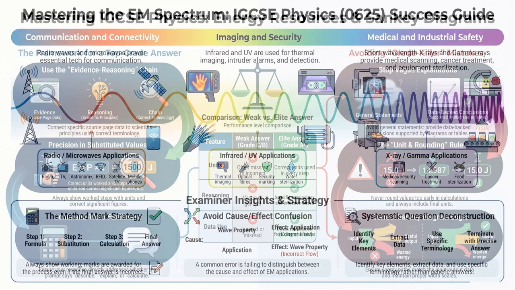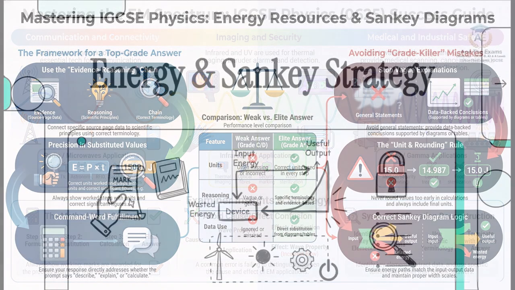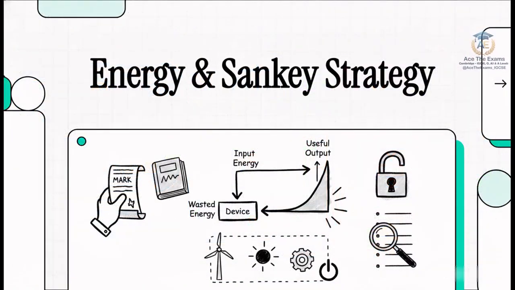Imagine legally stealing the examiner's mark scheme right out of their hands before you even sit down for your Cambridge IGCSE Physics 0625 exam. Well, welcome to this explainer because today we are orchestrating a literal mark scheme heist. We're going to break down the exact strategies, the common traps, and the precise command word frameworks you need to secure absolute maximum marks for energy resources, electricity generation, and Sankey diagrams. No fluff, no generic study tips, just pure, targeted exam strategy. All right, let's get right into it.